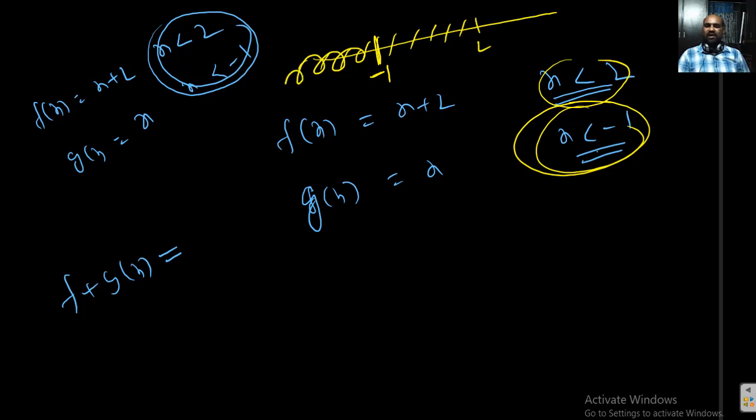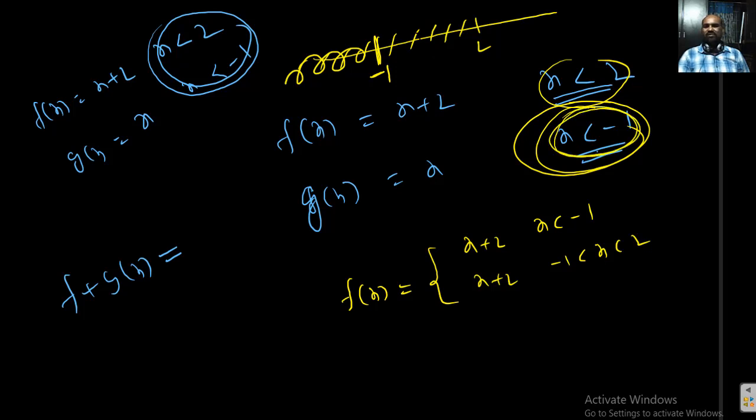So what I can write is, f of x can be rewritten as x plus 2 for x less than minus 1, and x plus 2 for minus 1 less than x less than 2. I just split f of x into two pieces. Actually, I want the rule for less than minus 1 to add to the g function, since the g function's domain is less than minus 1. That's why less than 2 is divided into two pieces, minus infinity to minus 1 and minus 1 to 2.